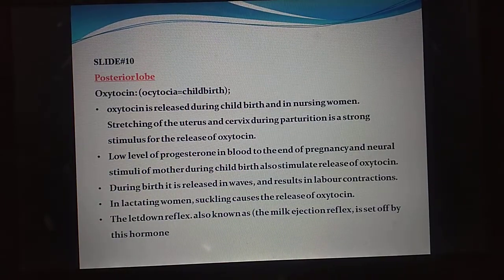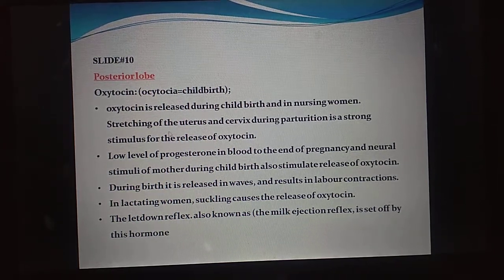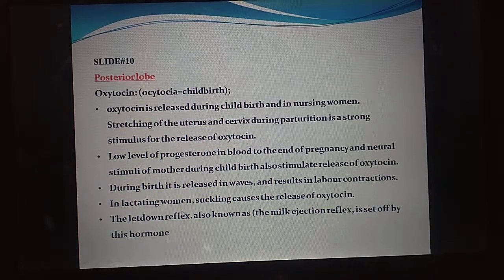These were some of the important functions of the hormones released by the anterior pituitary, and after that, some of the functions discussed were of the posterior pituitary as well. Now over here we will wind up our lecture.